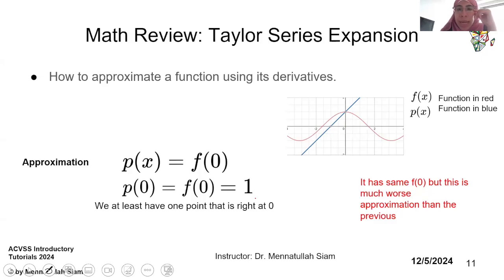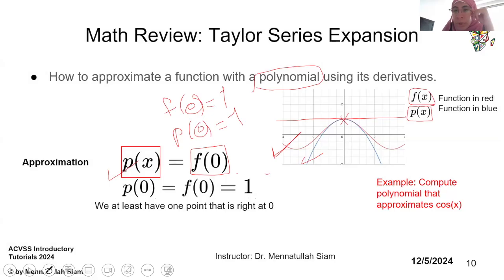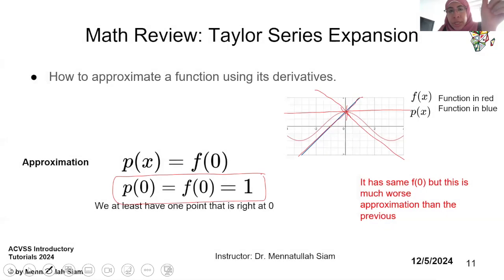But here's the thing. I can claim that I can do this function here, and it is passing by this point here. Or I can do this function here, or this function here. All of these are passing by this point, where I have p of 0 equal f of 0 equal 1. But they're definitely all bad approximations. This is not what I want. I would say this one is a good approximation, and it does have p of 0 equal f of 0 equal 1, but there is nothing in the original approximation that tells me that this is better.